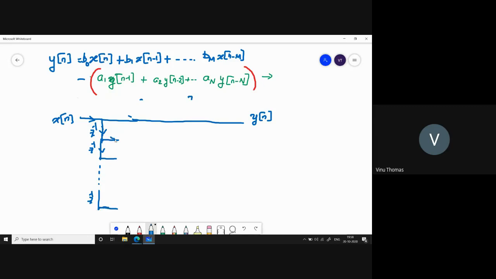I will draw the direction of signal flow like this. So this is x of n minus 1, this is x of n minus 2, and this is x of n minus m. And x of n has to be multiplied by b0. So here I will multiply this by b0, this has to be multiplied by b1, this by b2, and likewise this has to be multiplied by bm. And this is added together here. So I'm going to draw signal flow graphs instead of block diagrams.